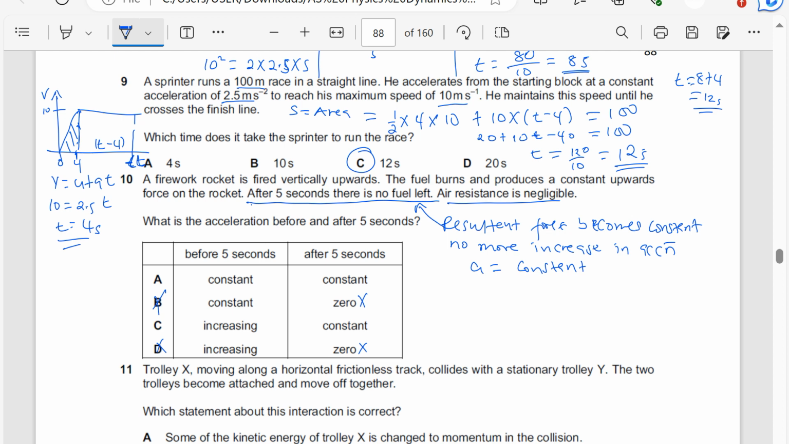So here it means the resultant force increases, which means the acceleration increases, because remember the acceleration is directly proportional to the resultant force. So before 5 seconds, the resultant force increases. So it means the acceleration increases. So the answer is going to be C.